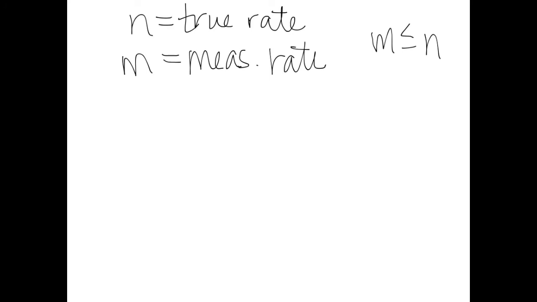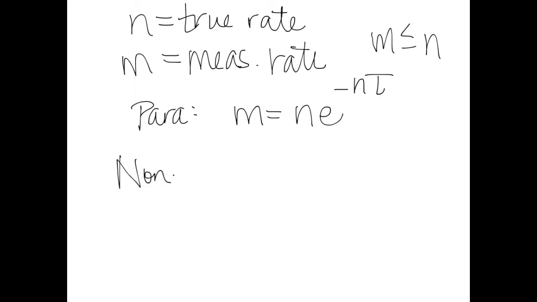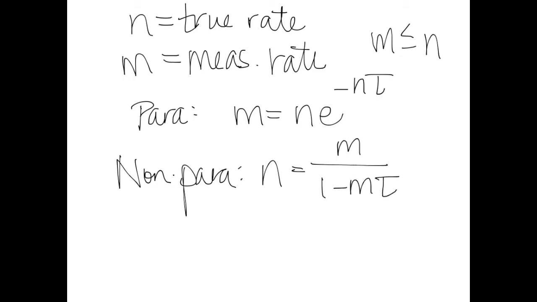So I had two dead time models to talk about. We talked about the parallelizable system, in which case we had m is equal to n times e to the minus n tau, okay, and the non-parallelizable system, in which n is equal to m over 1 minus m tau. Tau is the dead time. Okay, so no detector is truly parallelizable or non-parallelizable. They're usually some sort of mixture of the two.